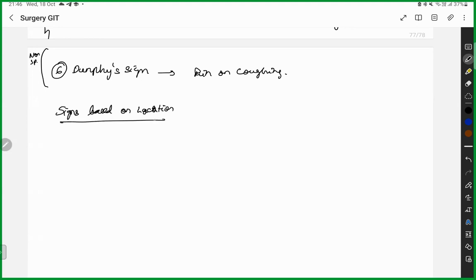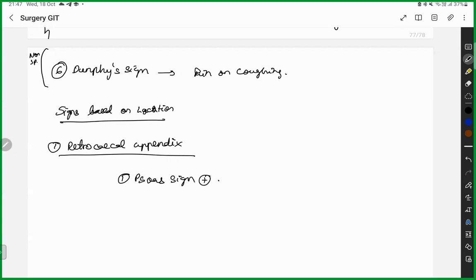Number 1, retrocecal appendix. If it is a retrocecal appendix, you're going to have psoas sign positive, and the patient keeps the right leg in flexion. We already saw those signs, right?